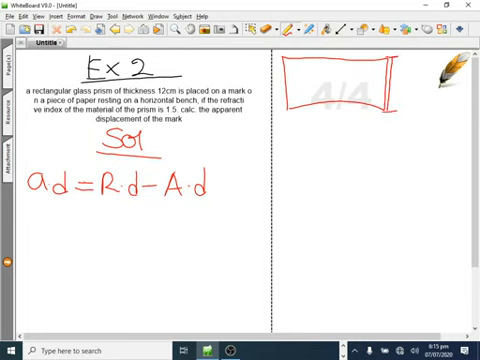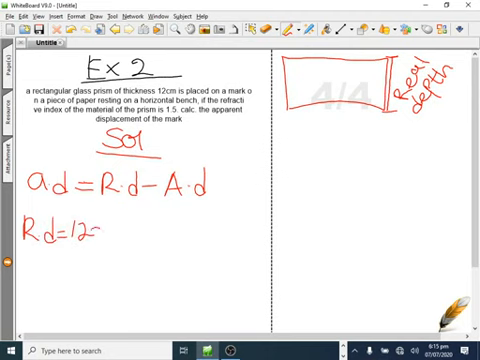This thickness is the same thing as your real depth. I told you earlier, it's the same thing as your real depth. I hope you didn't forget. Which means your 12 centimeter is our real depth. Real depth equals 12 centimeter.